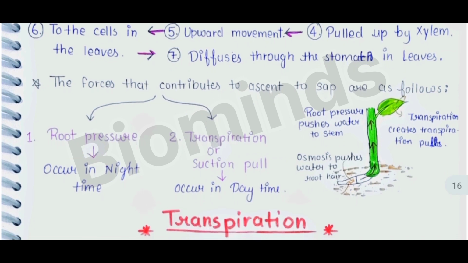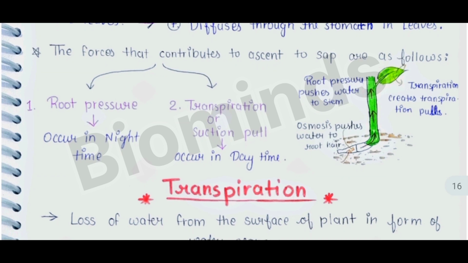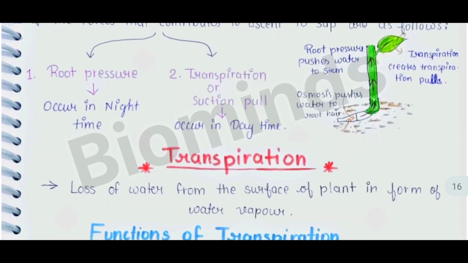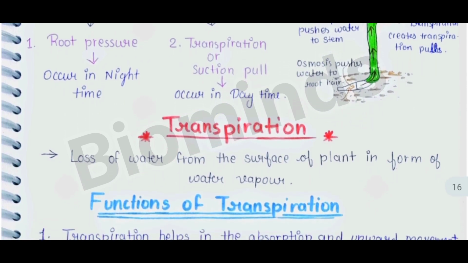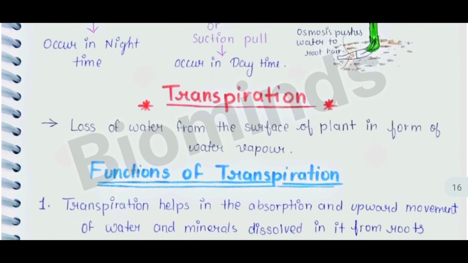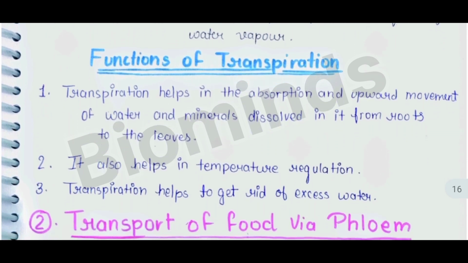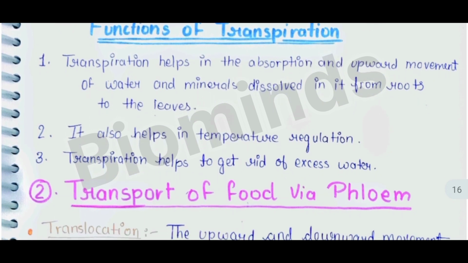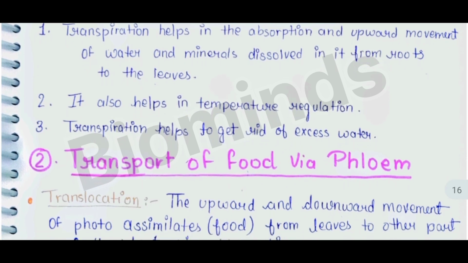or suction pull. Root pressure occurs at night, and transpiration occurs in the daytime. What is transpiration? Transpiration is the loss of water from the surface of the plant in the form of water vapor. Then, functions of transpiration. Transpiration helps in the absorption and upward movement of water and minerals dissolved in it from roots to the leaves. It also helps in temperature regulation, and helps to get rid of excess water.